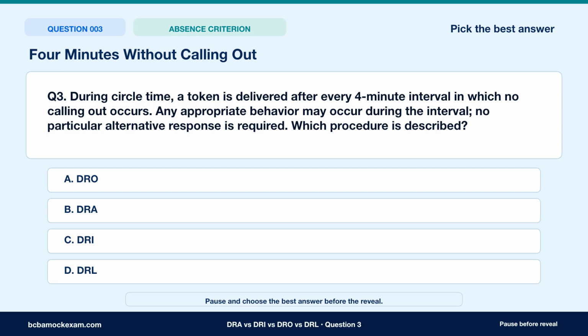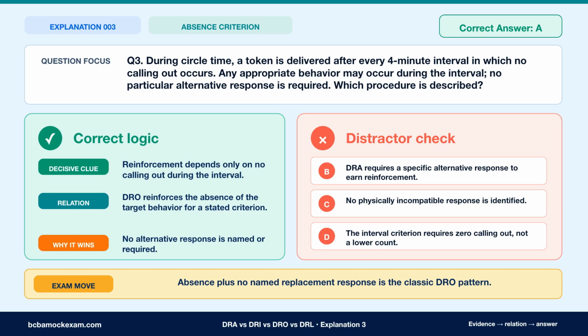Question 3. During circle time, a token is delivered after every 4-minute interval in which no calling out occurs. Any appropriate behavior may occur during the interval. No particular alternative response is required. Which procedure is described? The choices are A, DRO, B, DRA, C, DRI, D, DRL. Ask whether any particular alternative is required. Pause and choose.